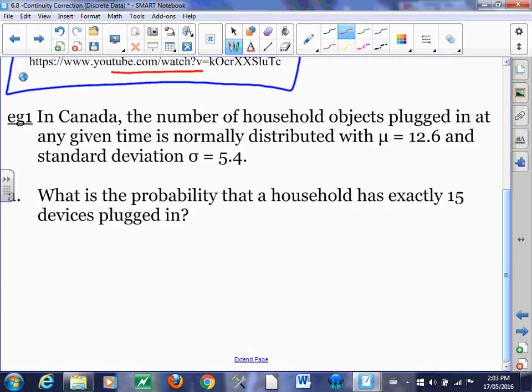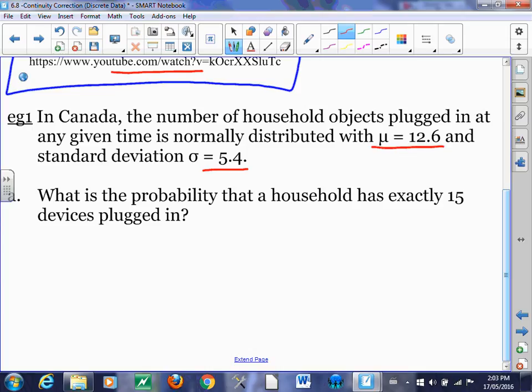Okay, so let's take a little example. In Canada, the number of household objects plugged in at any given time is normally distributed with an average of 12.6 and a standard deviation of 5.4. Well, we know, ladies and gentlemen, that you can't have 12.6 devices plugged in. It's either 12 or 13.